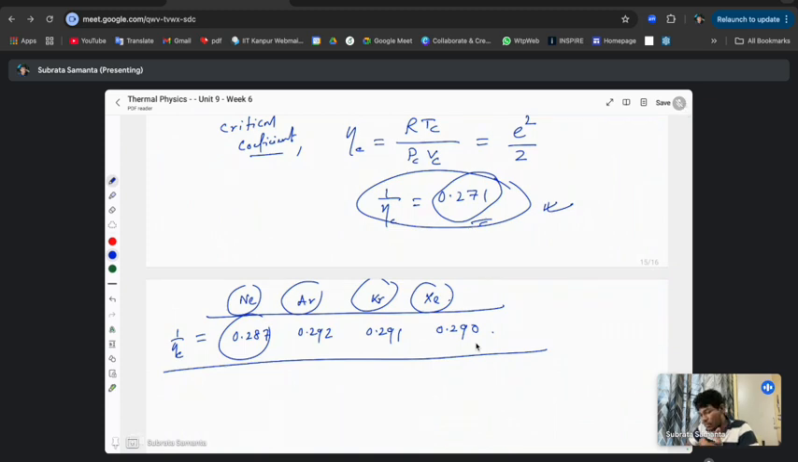So that is one of the ways we can identify the correct equation of state for a real gas. It is very close to this value, though not exact. So that is the point I wanted to discuss.